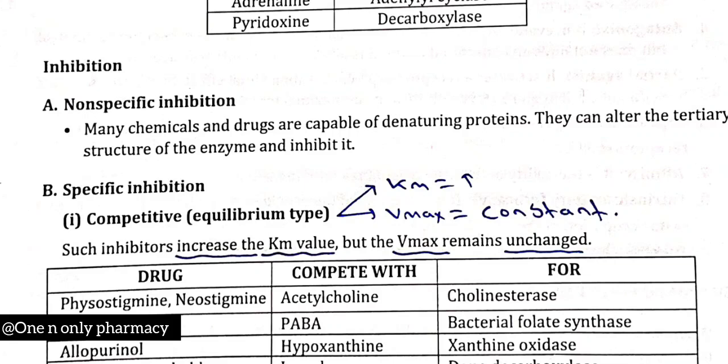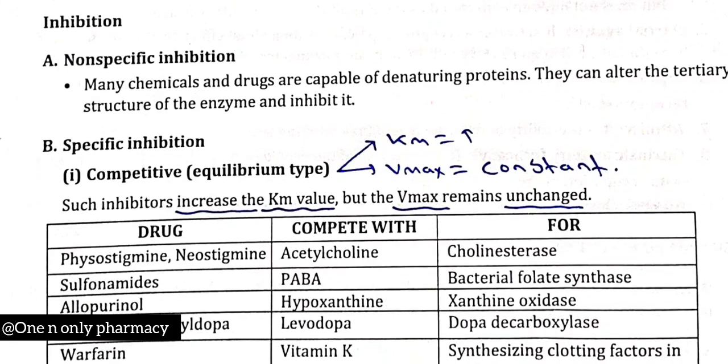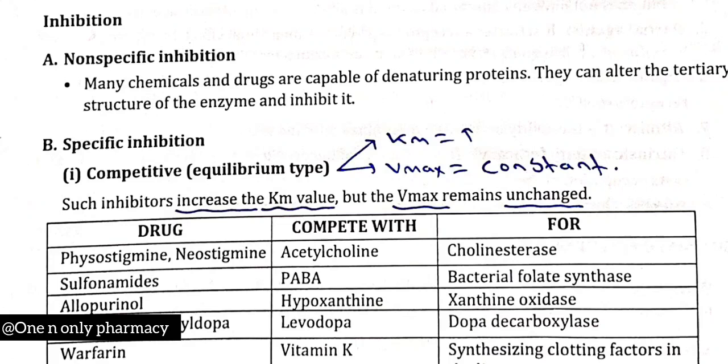Okay, these are the drug actions. Next, specific action means some drugs act on a specific enzyme and produce their action. First one is competitive equilibrium. Competitive means equilibrium. Equilibrium is the same. Okay, competitive: such inhibitors increase the Km value, but the Vmax remains unchanged. Let's see here.